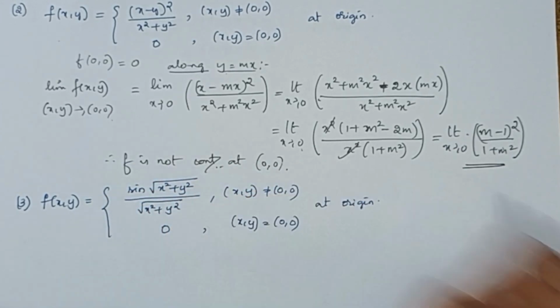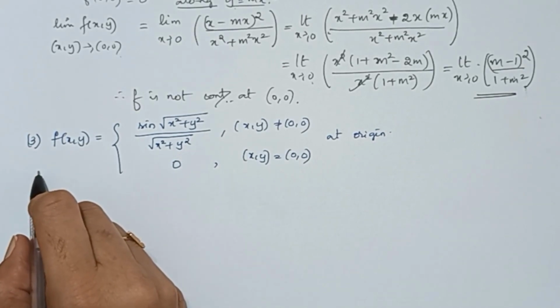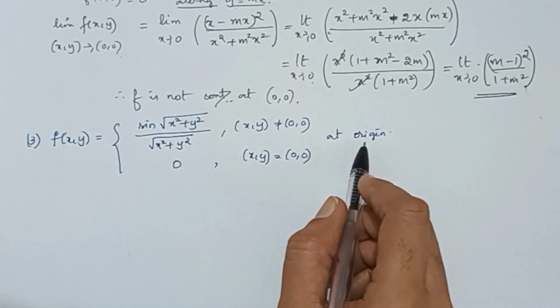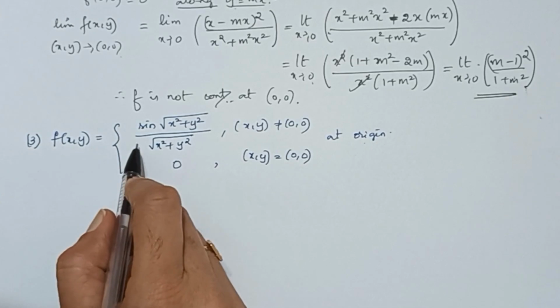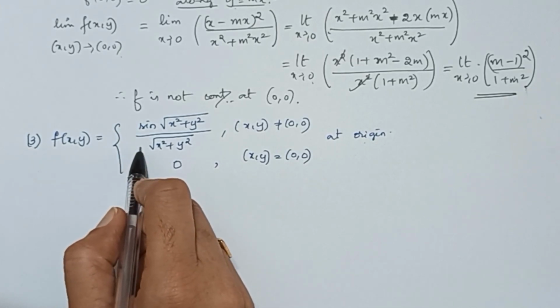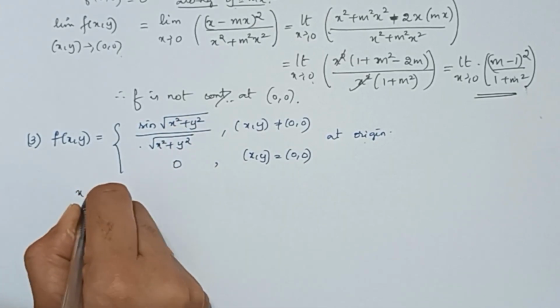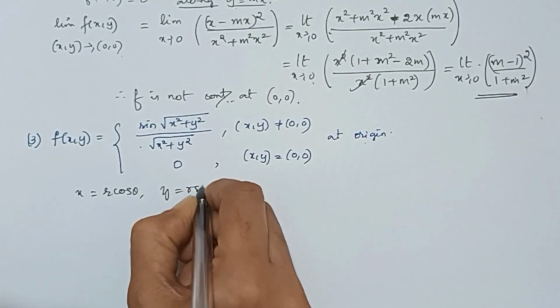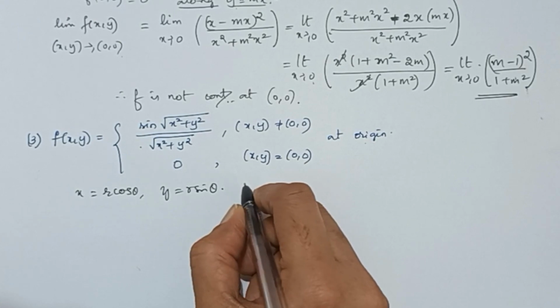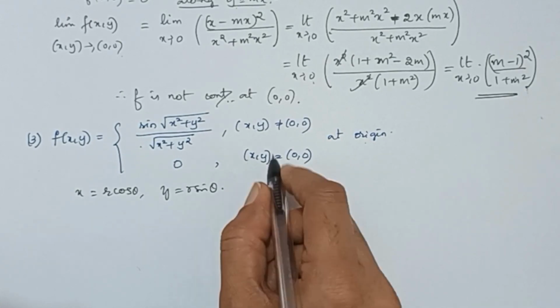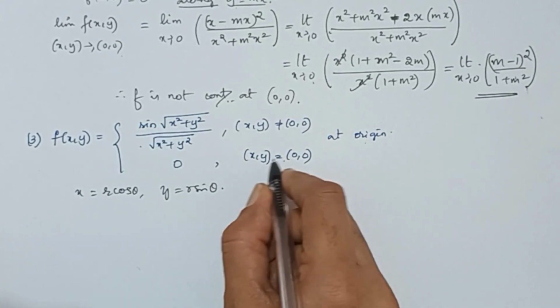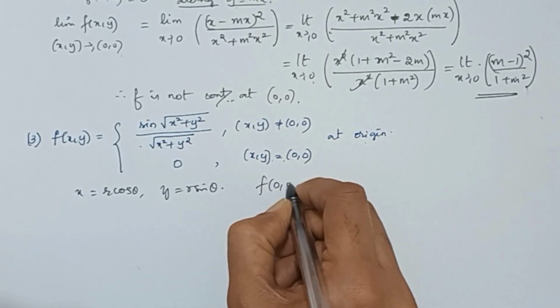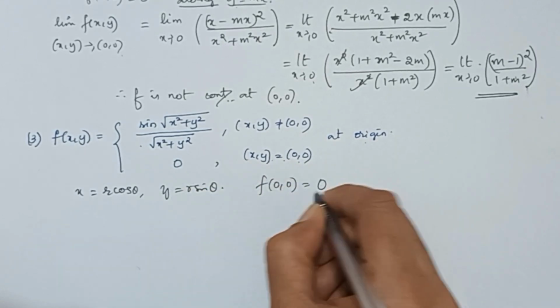origin. Now, next third problem, check the continuity of this function at origin. So now for this function, I'll use the concept of polar coordinates. That is x equal to r cos theta, y equal to r sin theta. Therefore, first I have to get the limiting value of the function. Then I have to check is the limiting value equal to the value of the function at that point. So the value of the function at origin is 0.